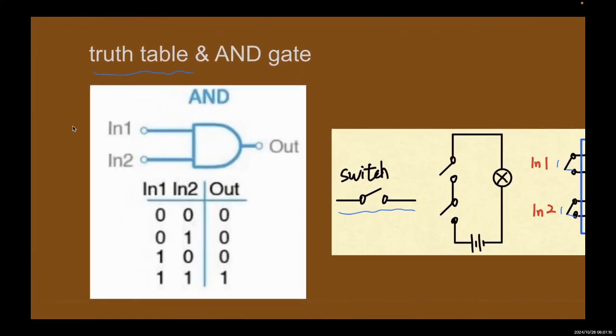The truth table is just like, there are two inputs and one output, and only when the two inputs are one, then the output is one. And the truth table is listing out all of the possible situations.